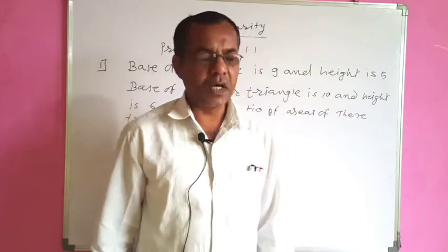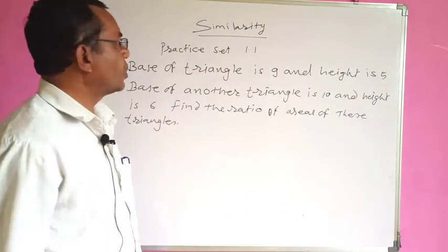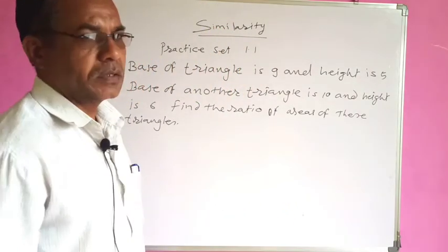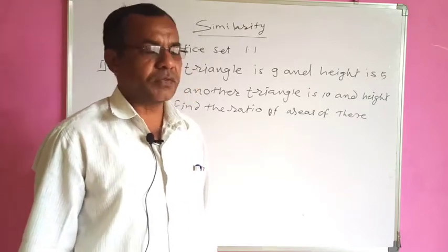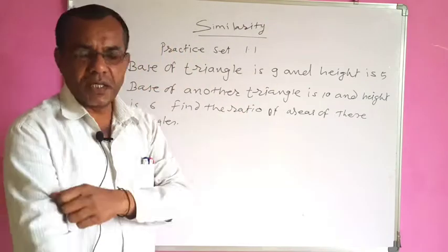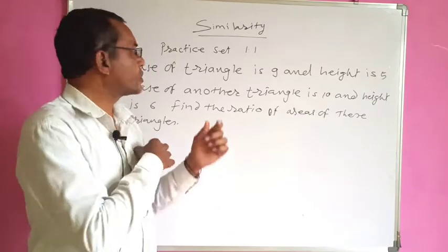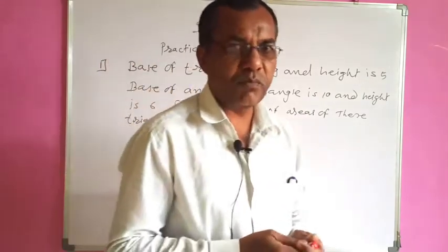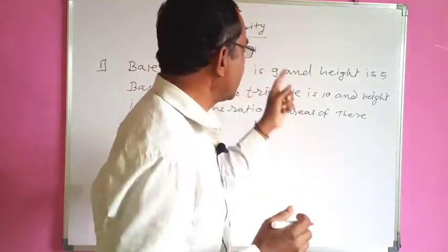In the last video we have seen the information about the practice set 1.1, that is properties of the areas of two triangles, and today we are going to start the practice set 1.1 of the similarity.